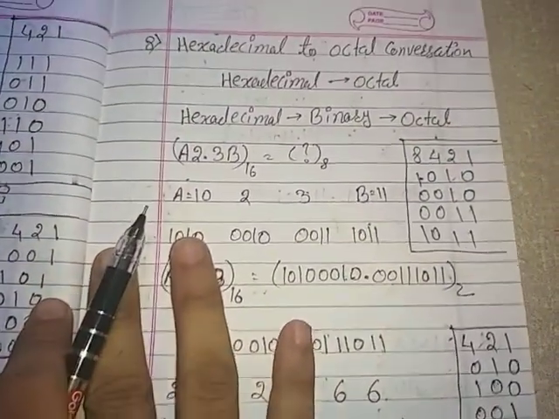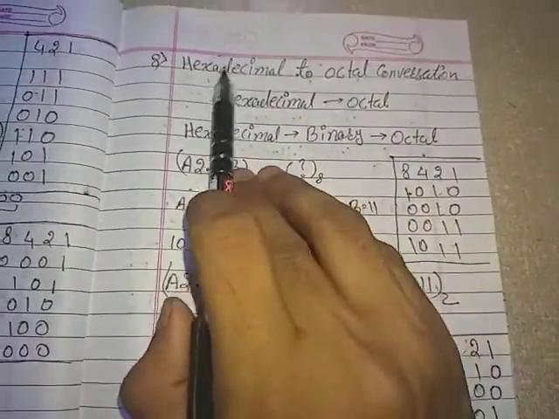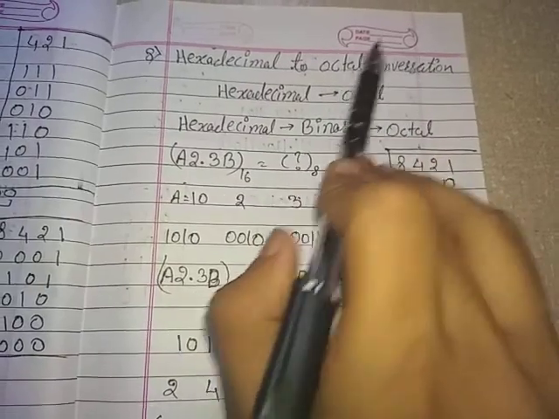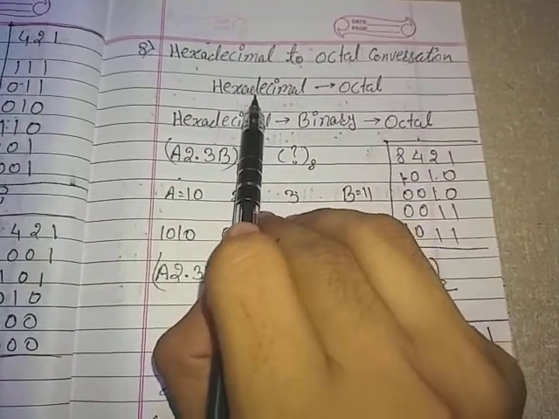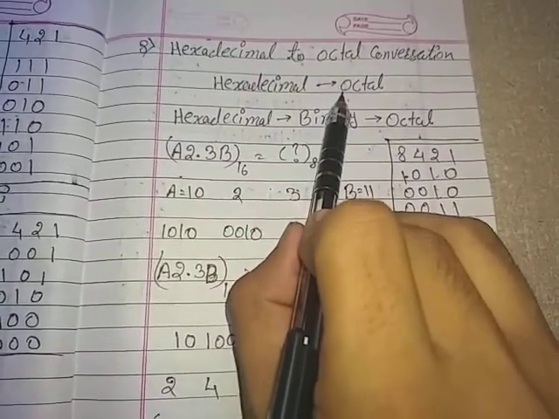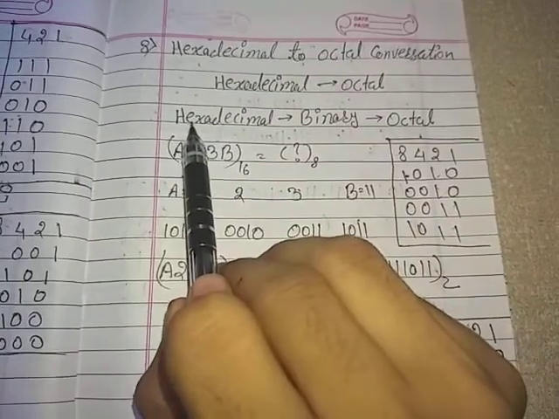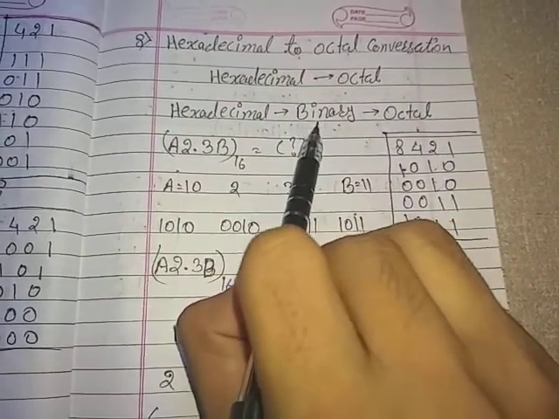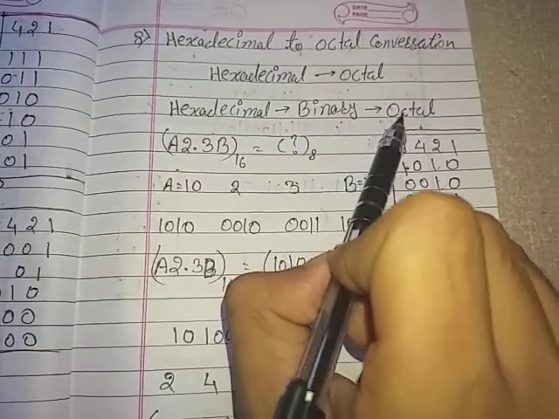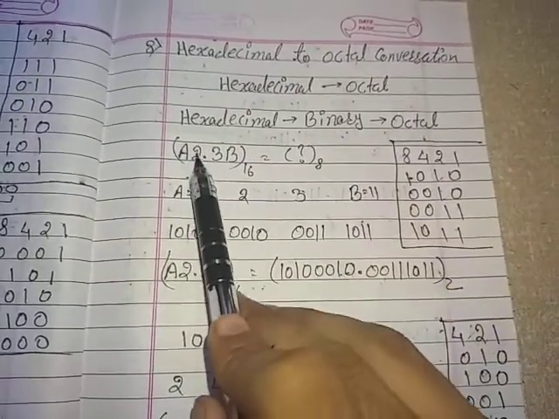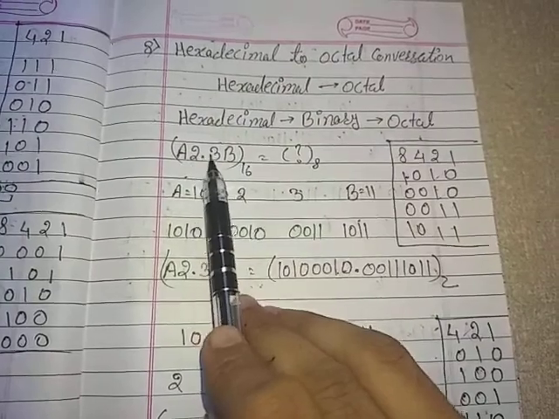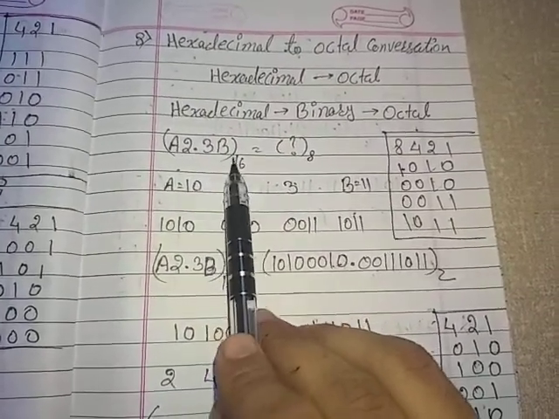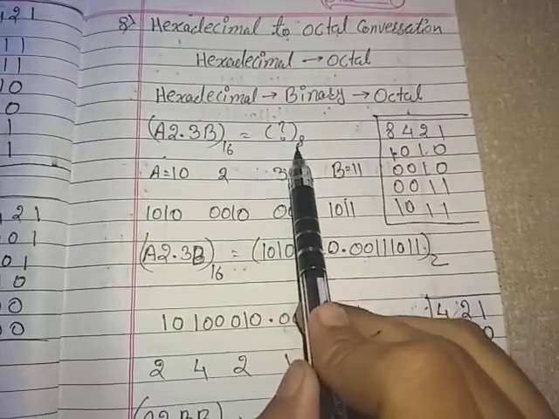Now let's move to the next topic, hexadecimal to octal conversion. To convert a hexadecimal number into octal, there is no direct method, and hence here as well we are first converting the hexadecimal number into binary, and then that binary number is easily converted into octal number system. Here is an example, A2.3B radix 16, which has to be converted in radix 8.